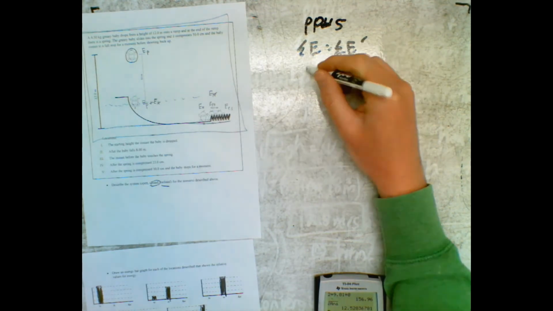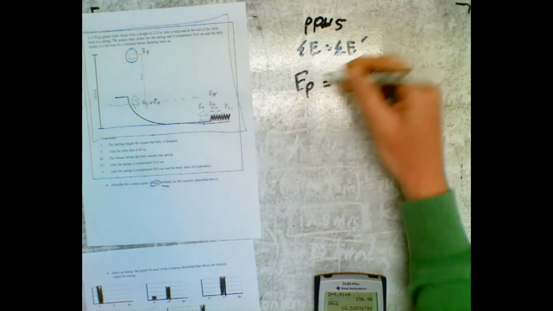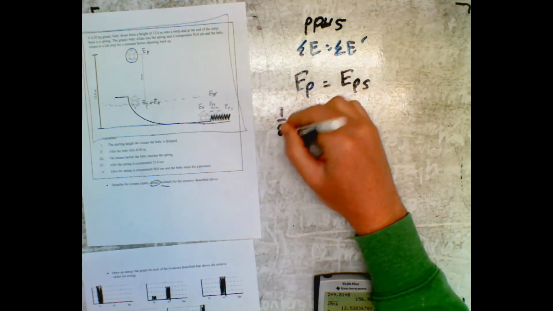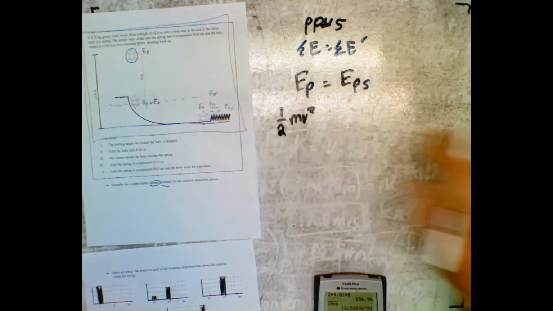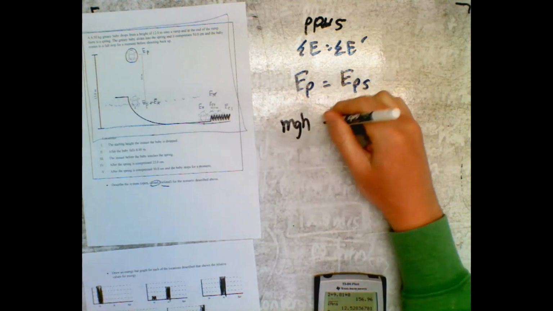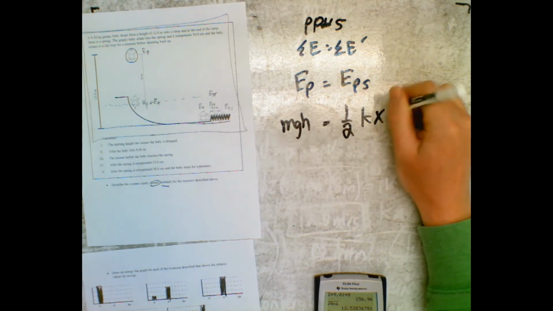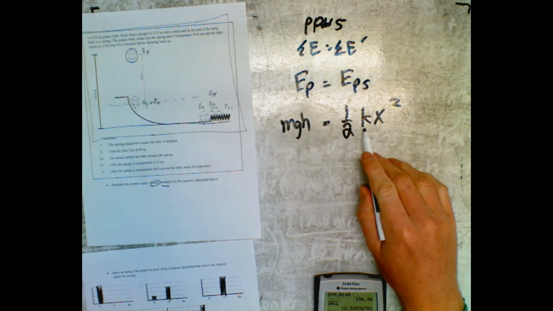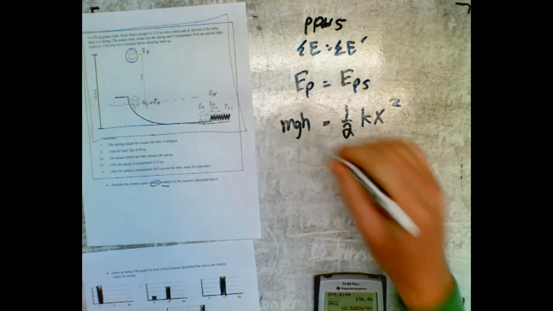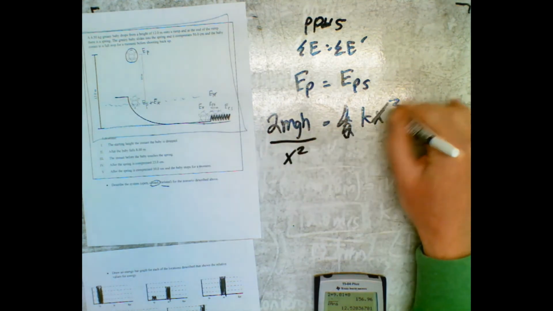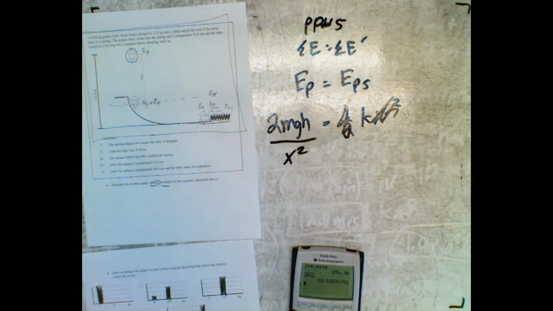So before I have potential again, and then after I have spring potential. I have, oops, sorry, potential energy. I have mgh, and then I have 1/2 kx squared. Nothing cancels out, and I want to find that spring constant. So I move my 2 up top, and then I move my x squared down below, and I won't screw this up this time. I will square that x.